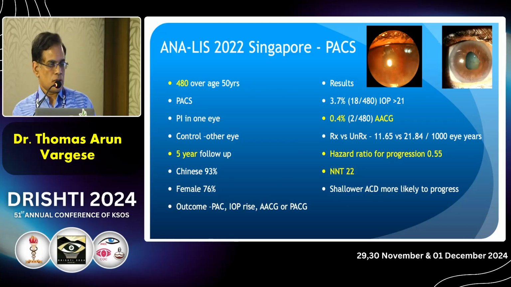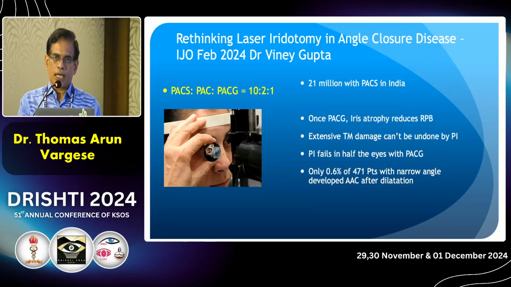This is a patient I saw with acute angle closure. As you can see, it's really a real struggle to treat them and get the IOP under control. Also, this article came out in IJO recently, February 2024. You can see the rough ratios of primary angle closure suspect, primary angle closure, and primary angle closure glaucoma, 10:2:1.